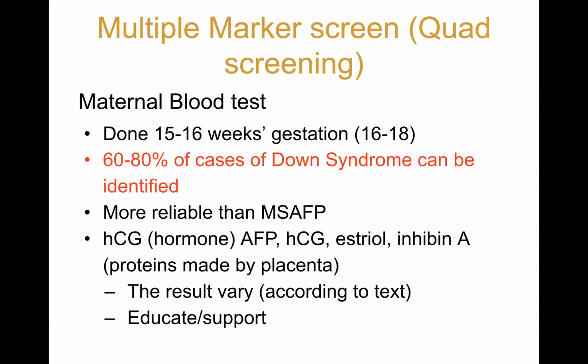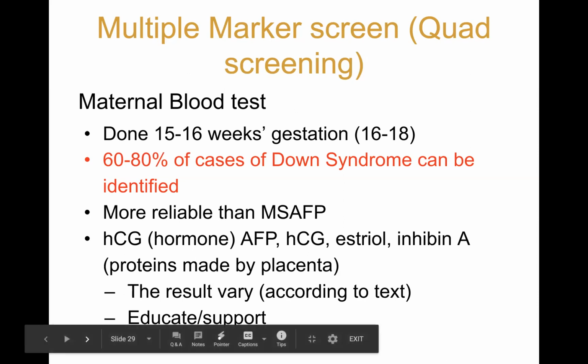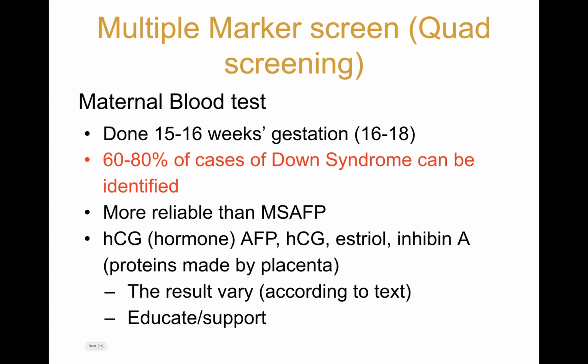So your book goes into detail about both of these. Just make sure you really understand the difference between MSAFP, which is more for your neural tube defects, and your quad screening, which will cover your neural tube defects, but it also goes into your chromosomal disorders, such as Down syndrome. And just as a reminder from last week's lecture, what is an example of a neural tube defect? Spina bifida, right? Okay.